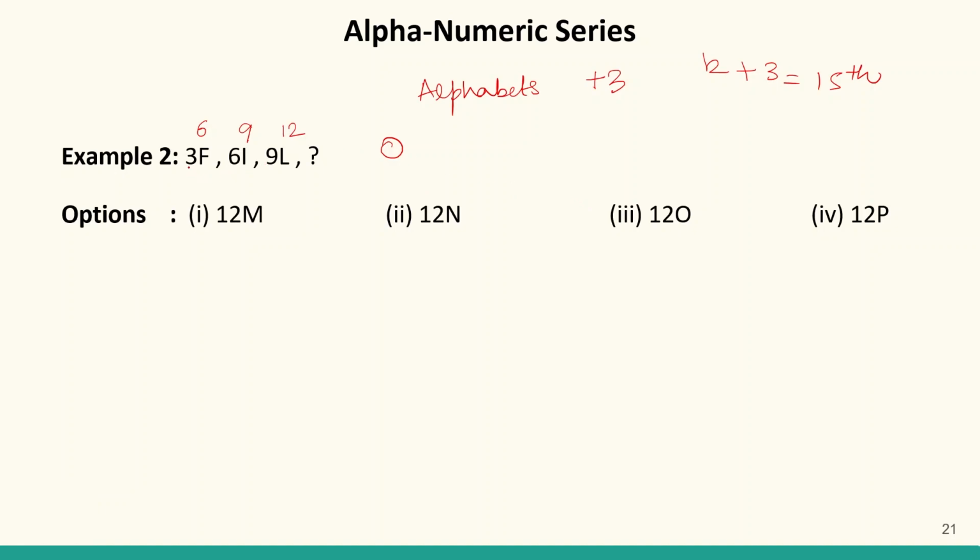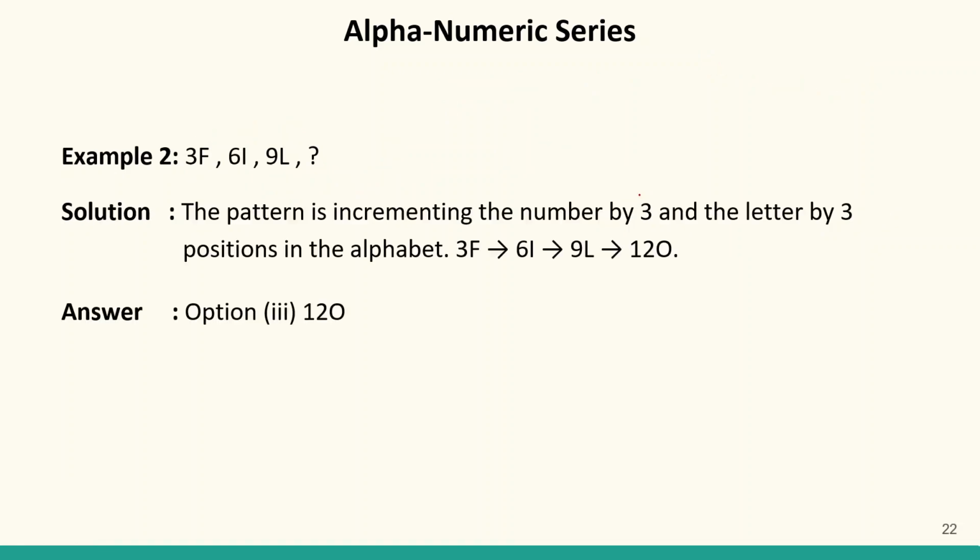Then let us come to numbers. In numbers also there is an increment of 3. 3 plus 3 will give us 6. 6 plus 3 will give us 9. And 9 plus 3 will give us what? 12. So the element should be 12O, which is this answer. Option number 3. This is the solution, right?